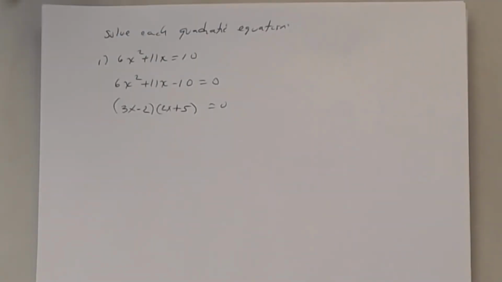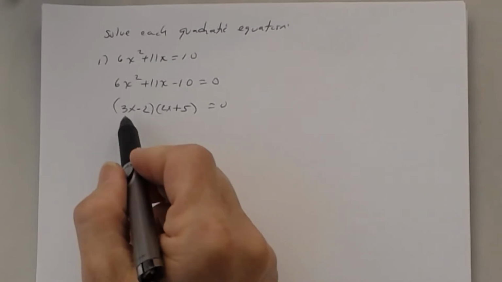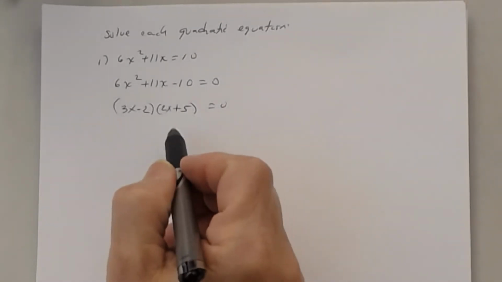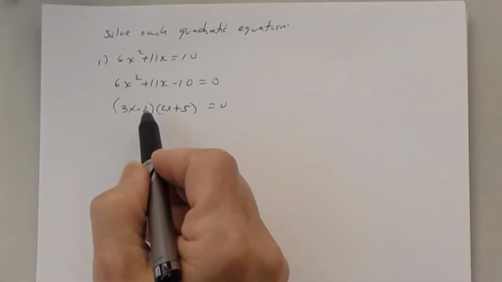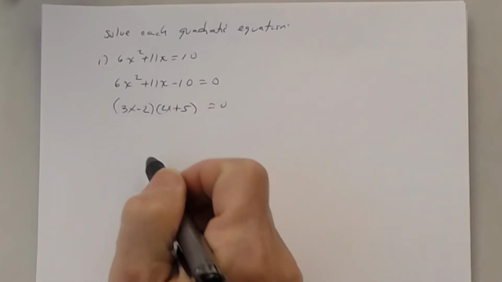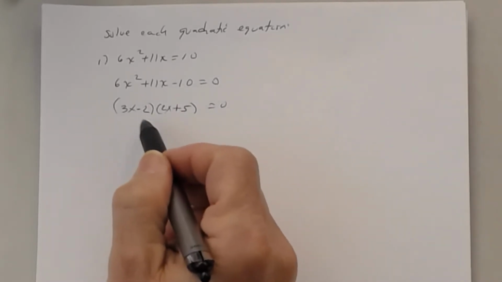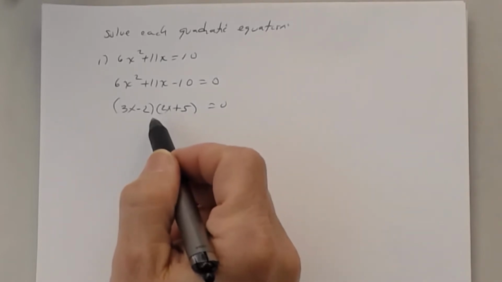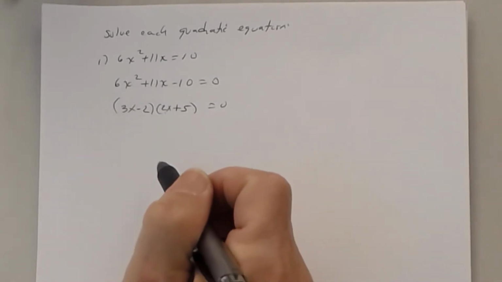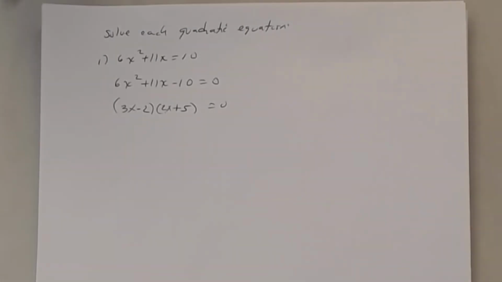All right, now again, you have time to check your work, so make sure that's correct. 3x times 2x is 6x squared using FOIL. Negative 2 times 5 is a negative 10, and the outer is now positive 15x. The inner is a negative 4x, and when I add them up, I get a positive 11x. Okay, so I'm at this point. Now, what property do I use next?